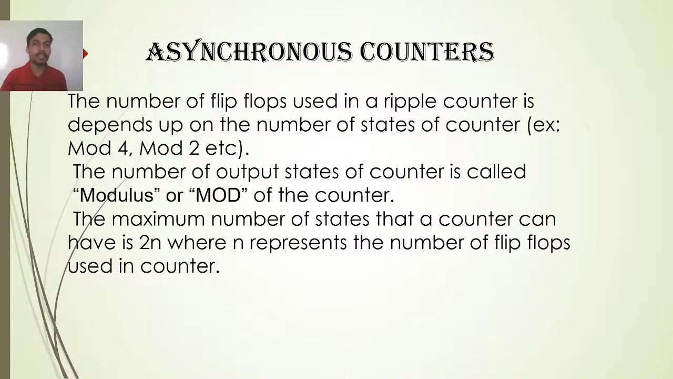The number of flip-flops used in a ripple counter depends upon the number of states of the counter. Example: mod 4, mod 2, etc. The number of output states of a counter is called the modulus or mod of the counter. The maximum number of states that a counter can have is 2^n, where n represents the number of flip-flops used in the counter.